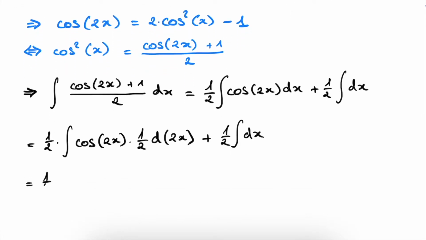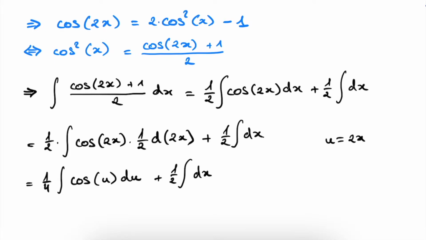We get 1/4 times the integral of the cosine of u du, where u is now equal to 2x, plus 1/2 times the integral of dx, which is of course equal to 1 divided by 4 times the sine of u, because the integral of the cosine of u is equal to the sine of u, plus 1/2 times x, plus a constant c because we're doing indefinite integrals.